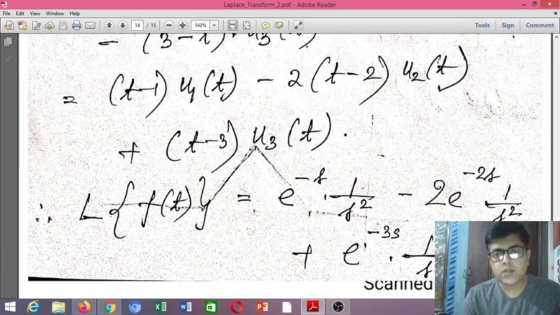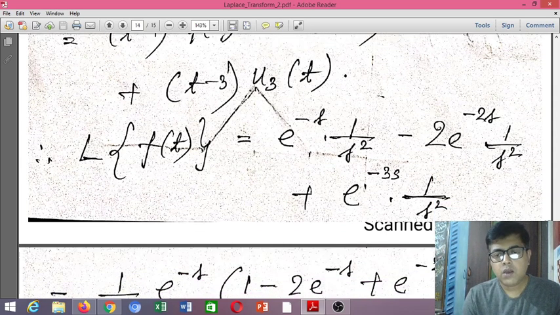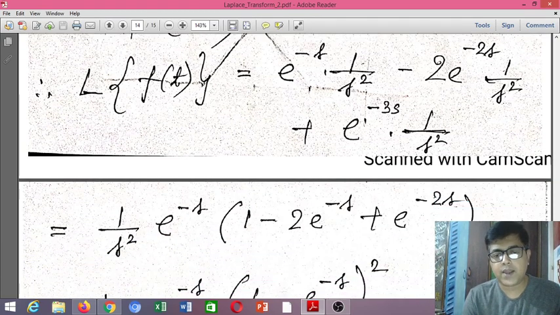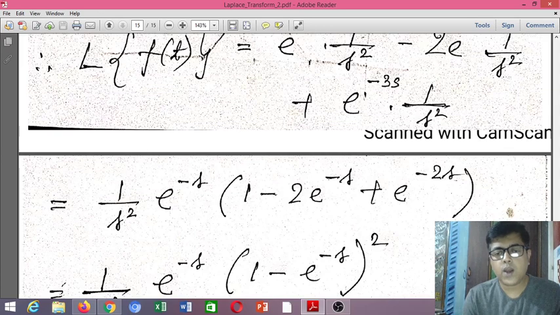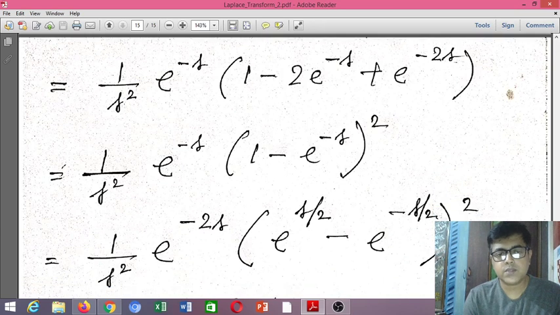Then minus 2 into e to the power minus 2s, a being 2, into the Laplace transform of t, which is 1 by s square, and plus e to the power minus 3s, a being 3 here, into Laplace transform of t, which is 1 by s square. So we get e to the power minus s into 1 by s square minus 2 e to the power minus 2s into 1 by s square plus e to the power minus 3s into 1 by s square. Finally, if you take 1 by s square into e to the power minus s common, you get 1 minus 2 e to the power minus s plus e to the power minus 2s.